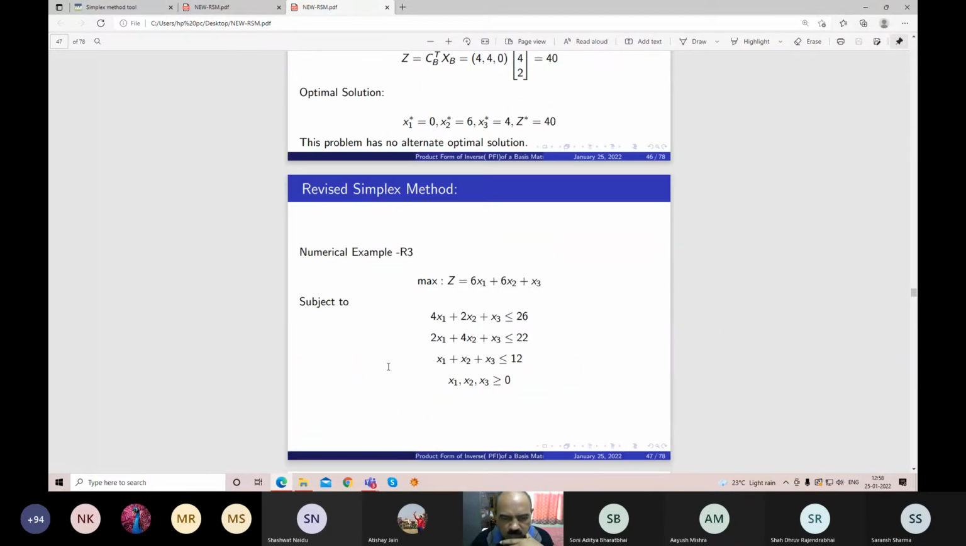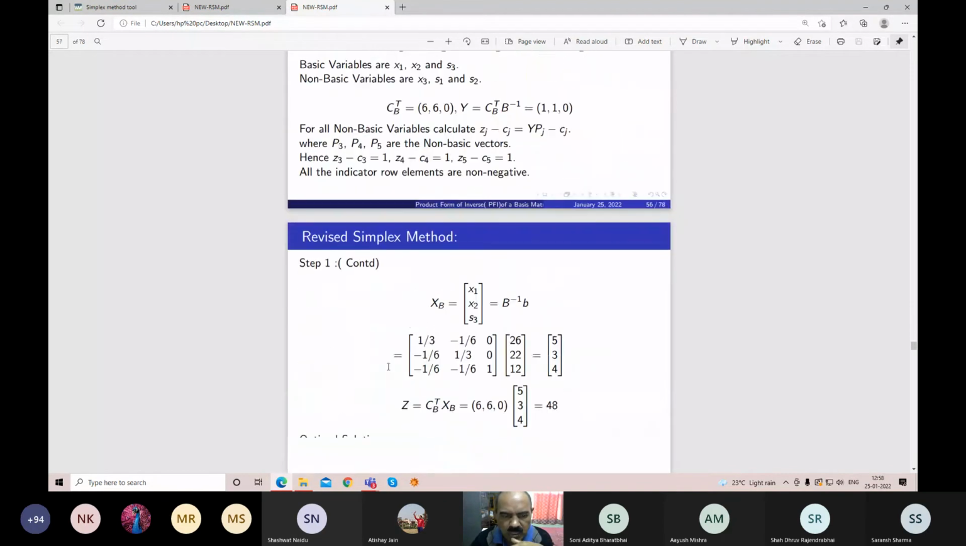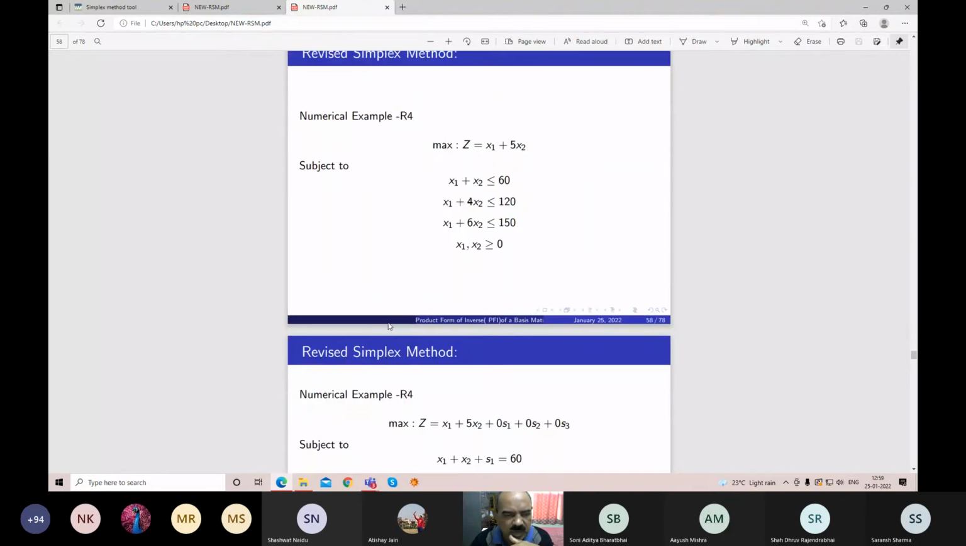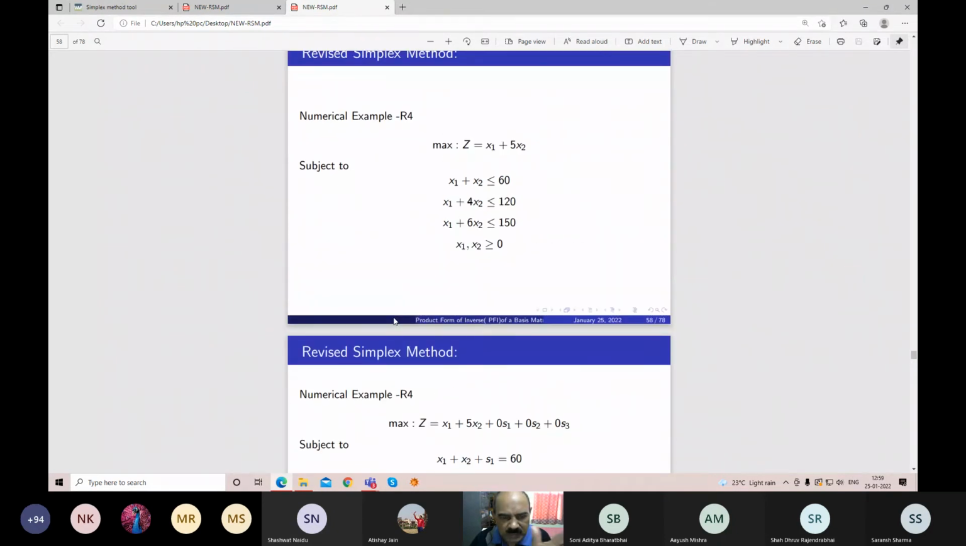So please note down one more problem. I will stop here with this problem, and try it yourself using the revised simplex method. In the test, the revised simplex method is included. Please remember this problem. Please note down R4 and tell me what answer you are getting.